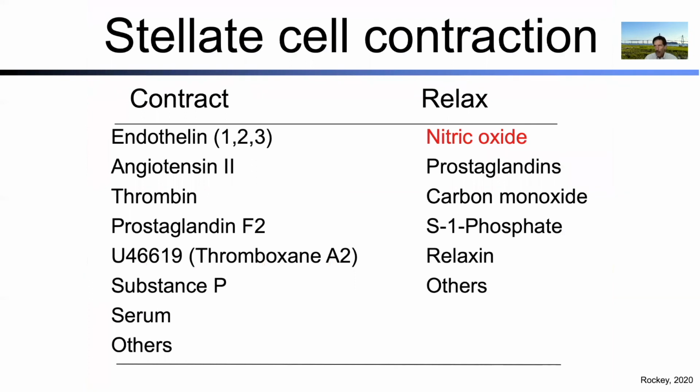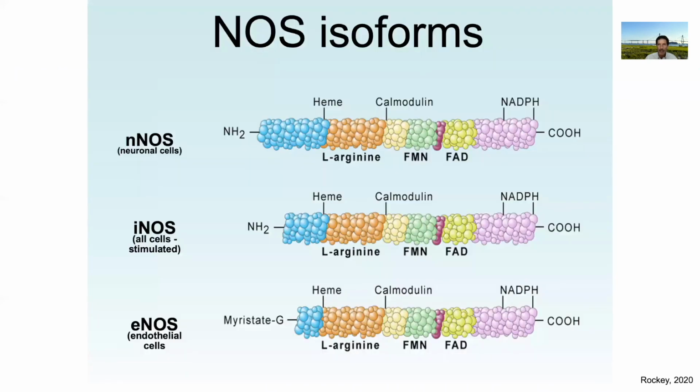I'm going to spend most of the time this afternoon talking about nitric oxide. And that is because nitric oxide is the compound that is the most prominent relaxing factor for hepatic stellate cells. We have studied a number of these other agents. In our hands, they are not quite as potent as nitric oxide. And therefore, we've really focused on the NO pathway.